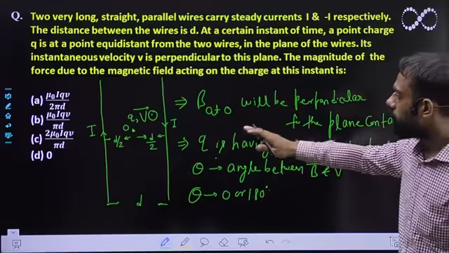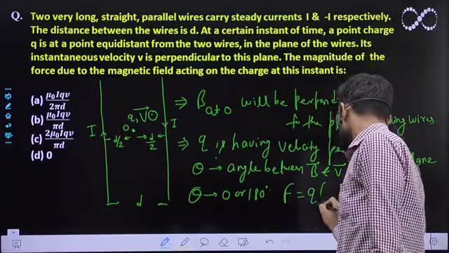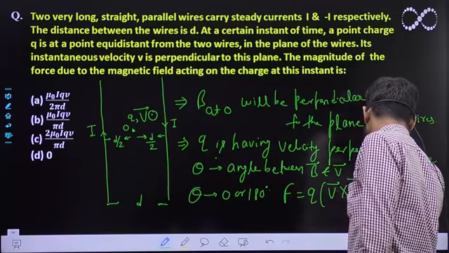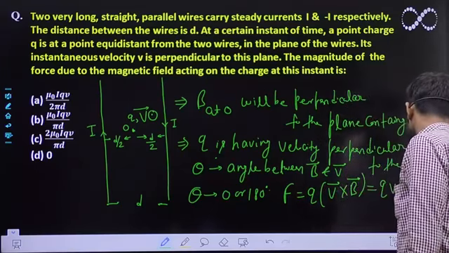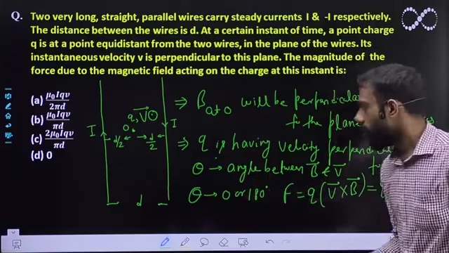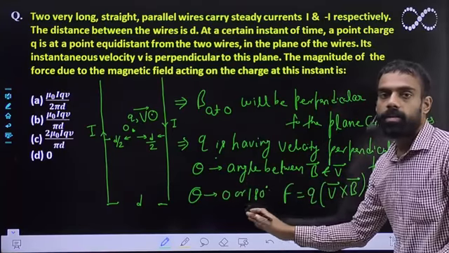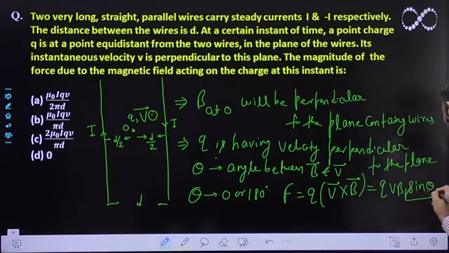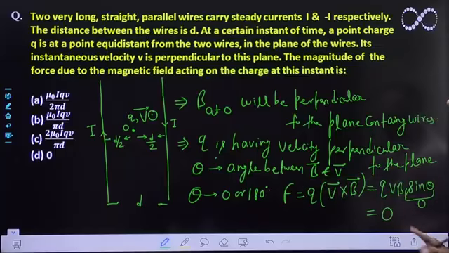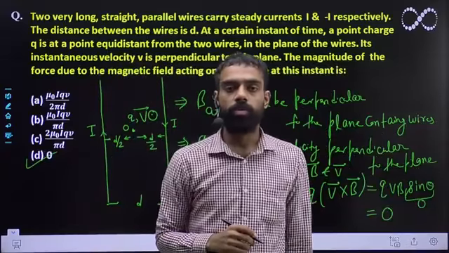Now it is asking what the force on this charge will be. As you all know, the force will be q v vector cross B vector, and that is nothing but q v B sine theta. Now you are seeing that theta is 0 or it may be 180, but in both cases sine theta will be 0. Whatever the angle is doesn't matter, sine theta has to be 0. So the overall product will be 0, and the force will be 0. See which option is coming: option D. Okay students, I hope you understood this question.